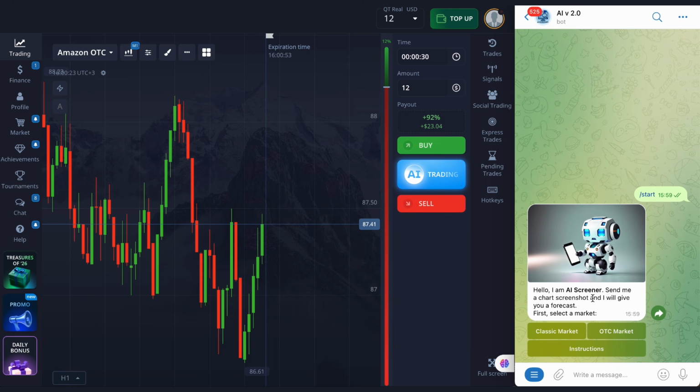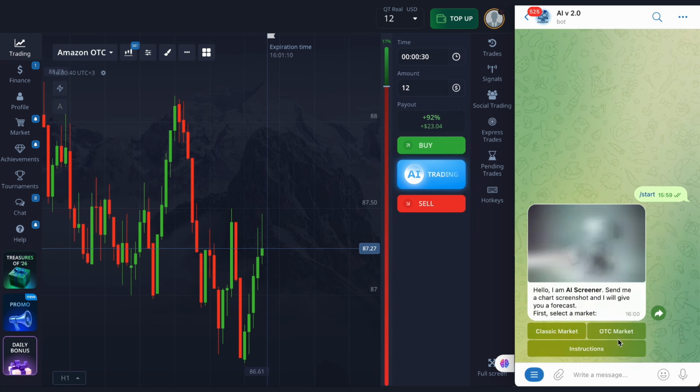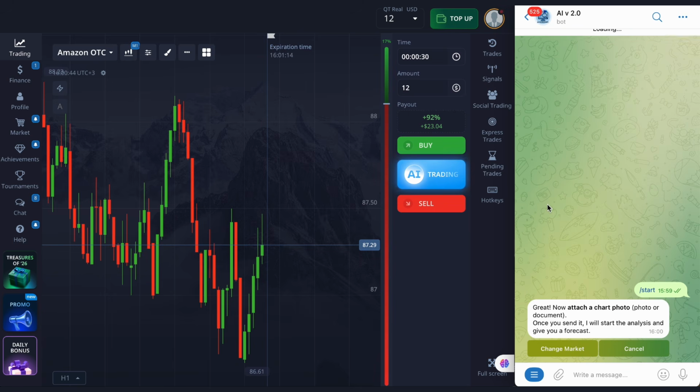All right. He says, hello, I am AI screener. Send me a chart screenshot and I will give you a focus. That's basically what it does. Looking at the instructions, as we can see, ladies and gentlemen, it says we choose between OTC and classic market. We attach a chart screenshot and it's gonna take a few seconds while it analyzes the stage and tells us what the focus is gonna be. As simple as that. We're gonna be hitting the market with our OTC markets today.